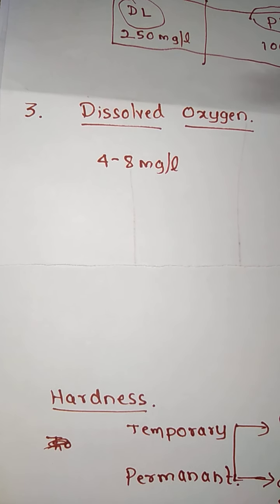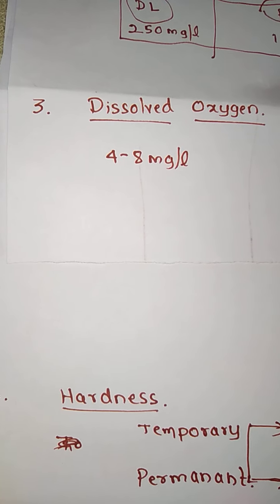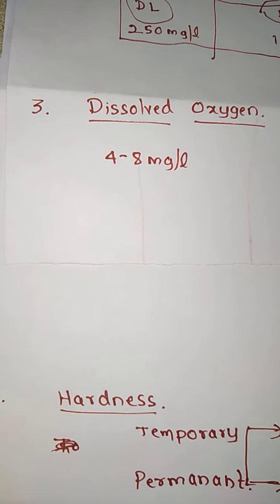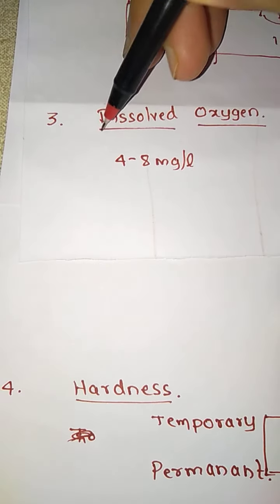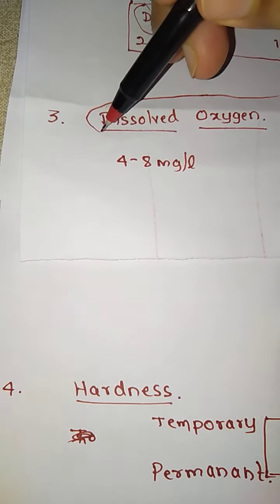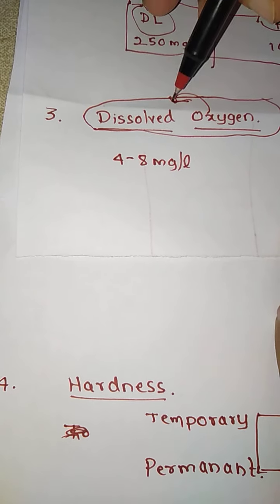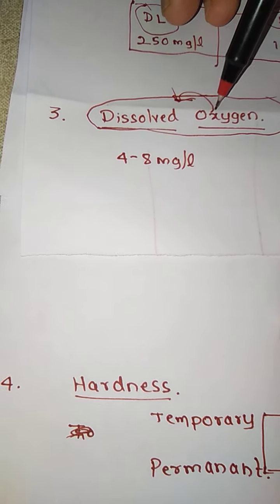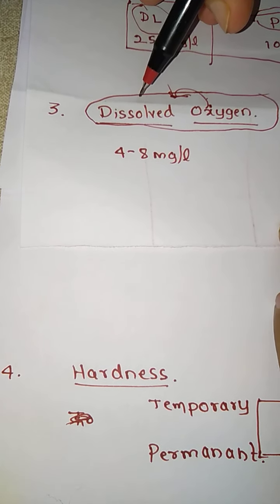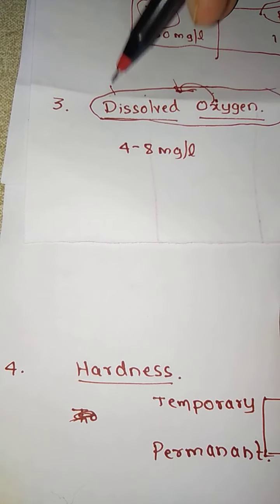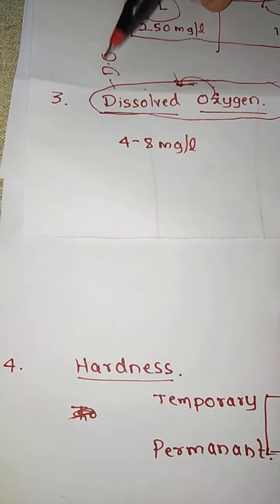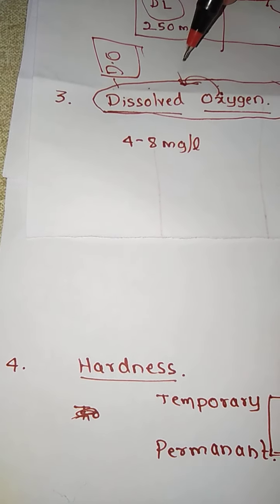The next parameter is dissolved oxygen. As the name suggests, it is dissolved oxygen. That means in water the oxygen is completely mixed with the water, and that is nothing but dissolved oxygen. Oxygen is present in dissolved form, so we call it dissolved oxygen. In short, we call it DO.